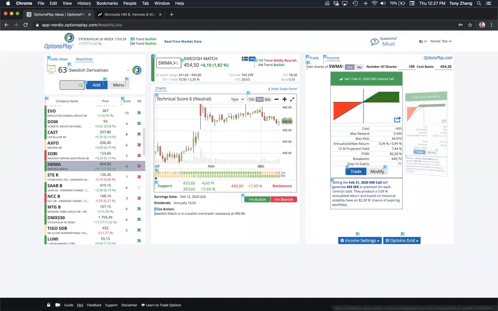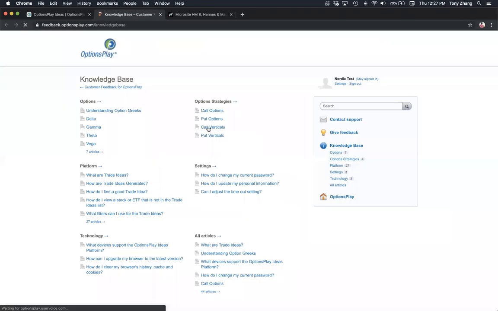There's also an FAQ for those of you that are newer to options and you want to learn about call options, put options, the option Greeks, and different things like how the trade ideas are generated, and a lot of the common questions that we get, like what is an Options Play score? You can find this in our FAQ.